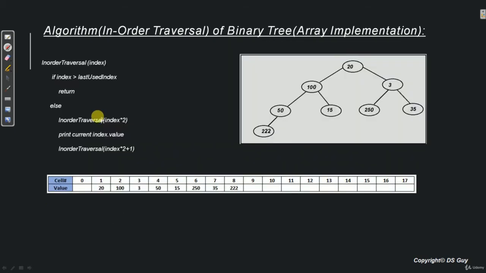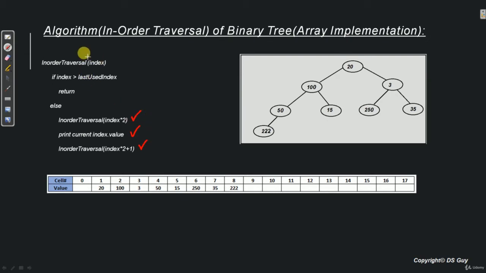So the first traversal technique is in-order traversal. Now as we have already seen in linked list implementation that in case of in-order traversal, first we visit the left child of the root, then we print the root and then we print the right child of root. Now similarly here also we have the same case.